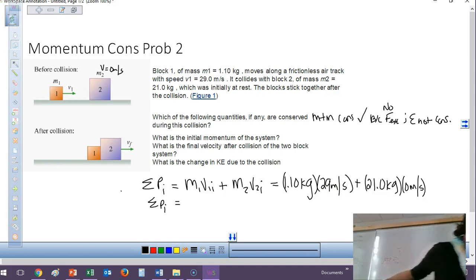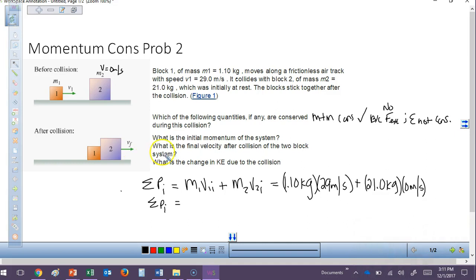Let me just grab my calculator. There we go. 1.10 times 29. So what I get here is 31.9, and this is in kilograms meters per second. So that's question 1, the initial momentum of the system.